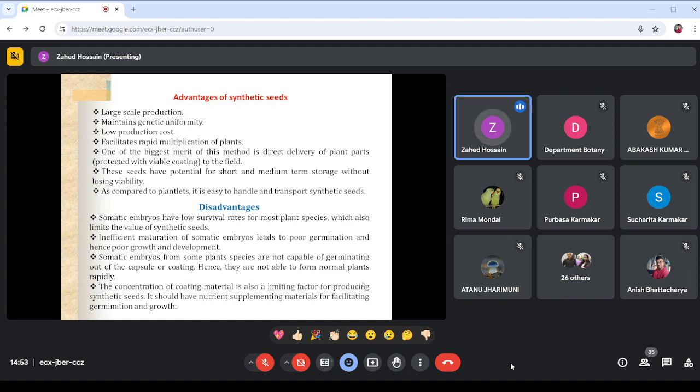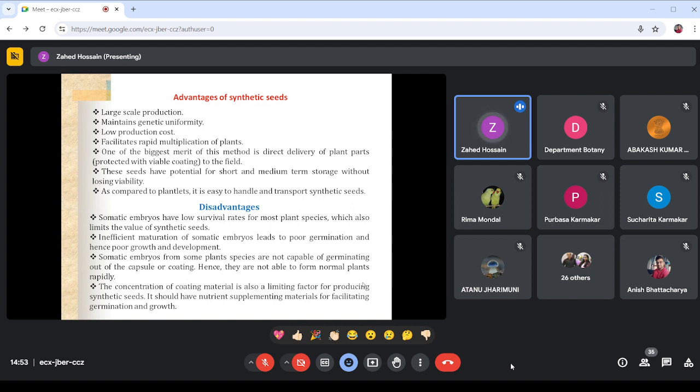And also it maintains genetic uniformity, because all the plants are genetically homogeneous. All the shoot buds or all the somatic embryos are genetically homogeneous with the mother plant or the explant. That's why it maintains genetic uniformity. And low production cost. You need only one or two chemicals, which is not very costly. And it facilitates rapid multiplication of plants. Definitely, within a very short time, you can produce a large number of synthetic seeds.